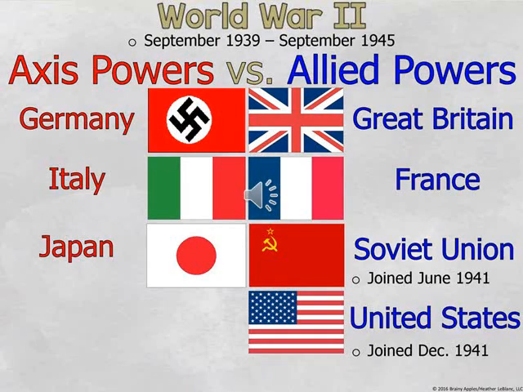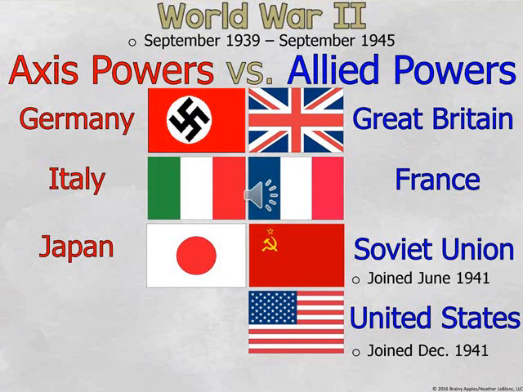In World War II the world is divided into two camps. Already in World War I there were two camps, one called the Central Powers and another called the Allied Powers. As in World War I, World War II also had two camps: one is called the Axis Powers and another is called the Allied Powers.